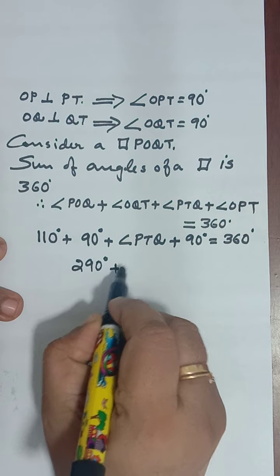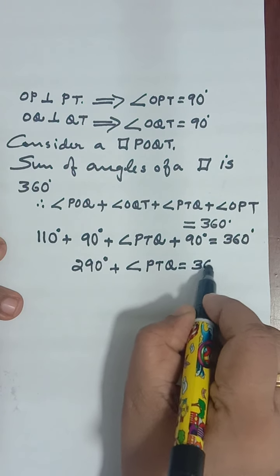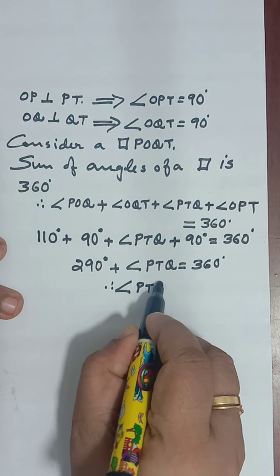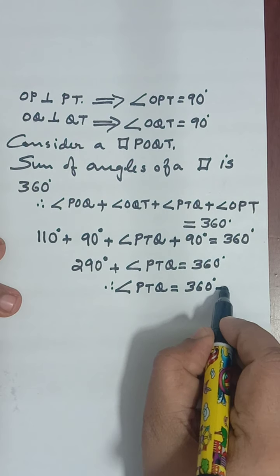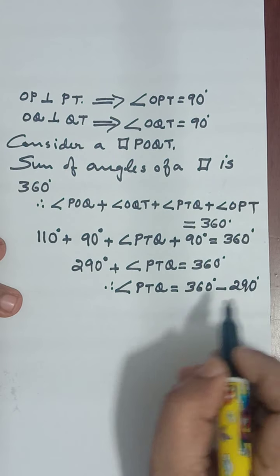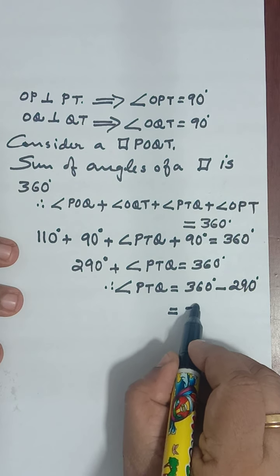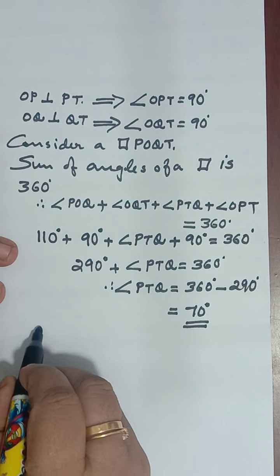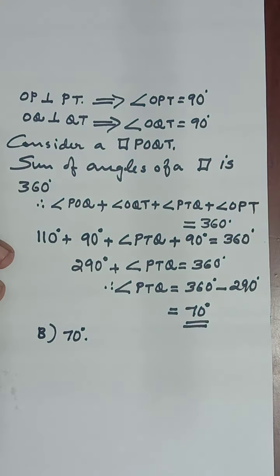290 plus angle PTQ is equal to 360 degrees. Therefore, angle PTQ is equal to 360 degrees minus 290 degrees. So, what is that equal to? 360 minus 290 is 70 degrees. So, what is our answer? B, 70 degrees.